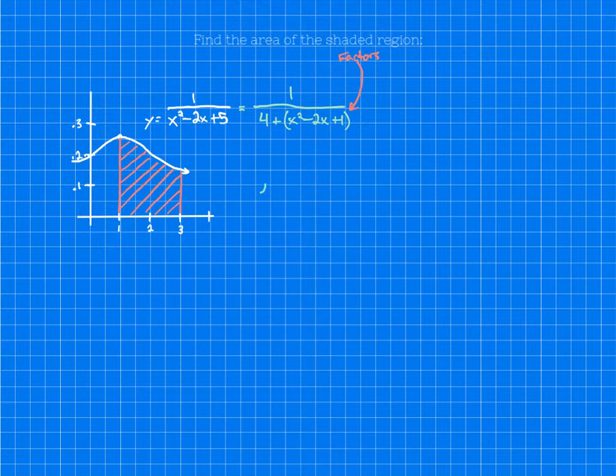Okay, so let's actually set up an integral to find this shaded region, 1 to 3 of 1 over 4 plus, and now I'm going to factor this thing right now, like I said would be a good idea. Let's see what it factors into. X squared minus 2x plus 1 is a perfect square. It should factor into x minus 1 squared, like this. And hopefully right now you see the reason why I did that. That's because this should look a lot like our arctangent pattern from the previous page.